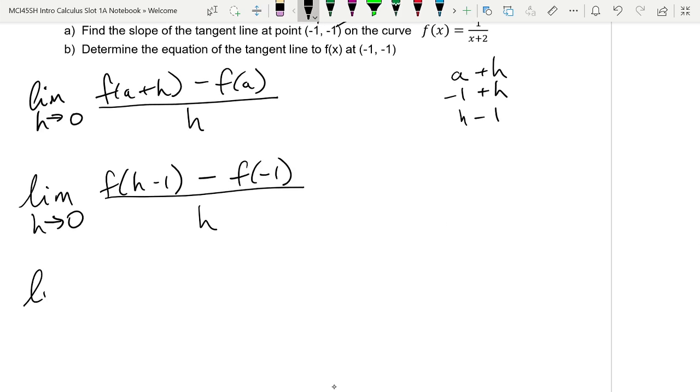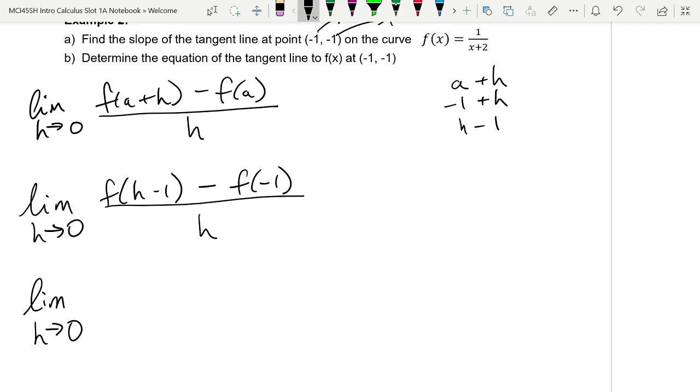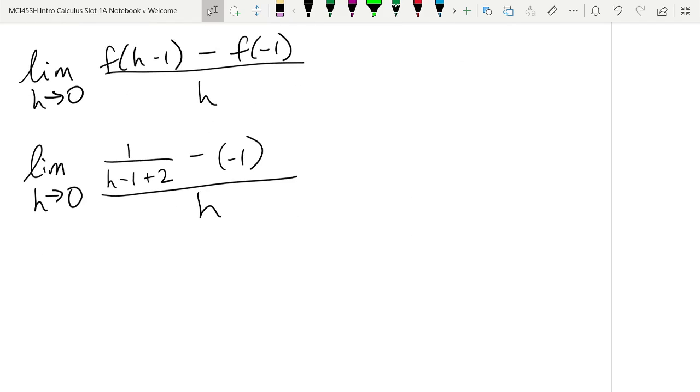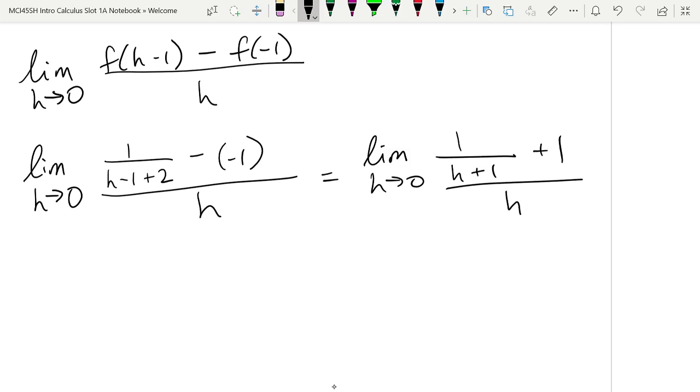Okay, so that's the limit as h approaches 0 of, okay, so 1 over x plus 2 becomes 1 over h minus 1 plus 2, right? Replacing this x with h minus 1. I know what f of -1 is. F of -1 is right here. It's just -1. And there we go. Let's do algebra on that. First of all, let's collect like terms. And tidy up that minus and negative.